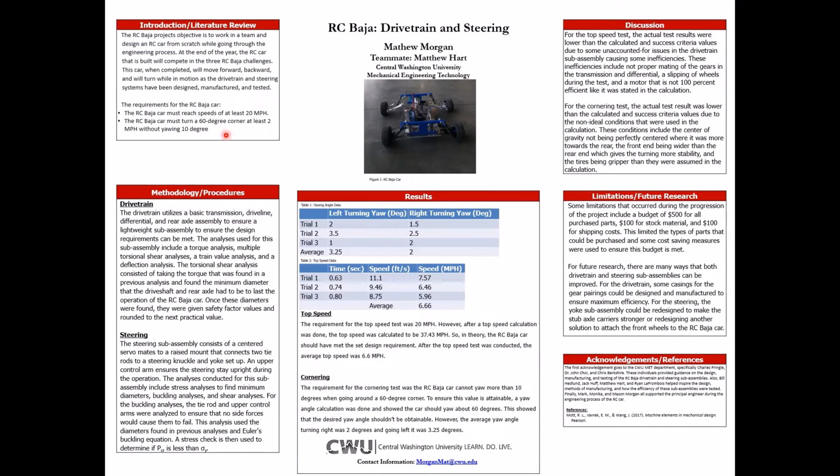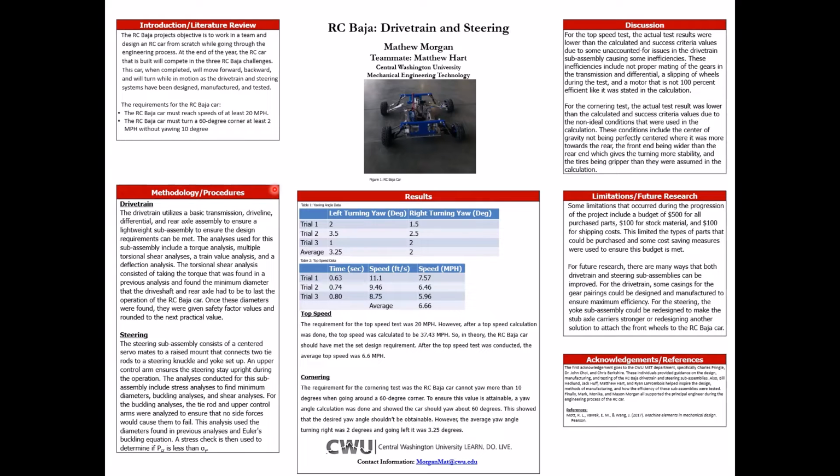The requirements that I will be discussing today and that were tested are a top speed requirement of 20 miles an hour and a yawing angle of less than 10 degrees when going around a 60-degree corner. For context, yawing is the sliding of the rear end, so it cannot slide more than 10 degrees from the apex of the 60-degree corner.